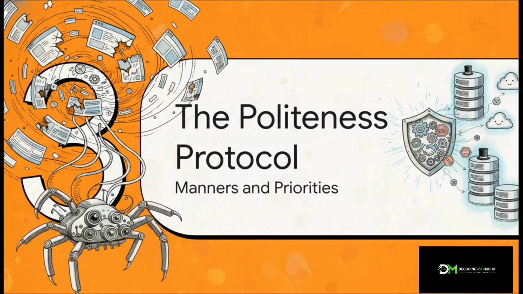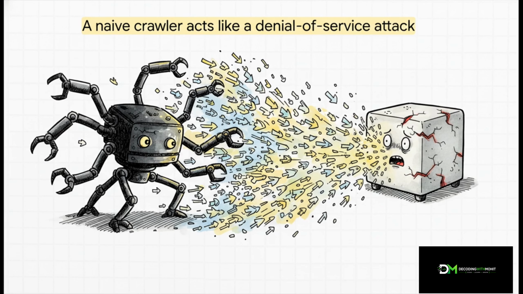Okay, so we have a working bot, but a powerful bot can also be a really annoying one. So we have to teach it some manners. This is our politeness protocol, and it's all about making sure our bot is a good citizen of the internet. So here's the problem. Imagine our crawler lands on a page with, say, 1,000 links, and they all point to the same website. A simple, dumb crawler would just try to download all of them at once.